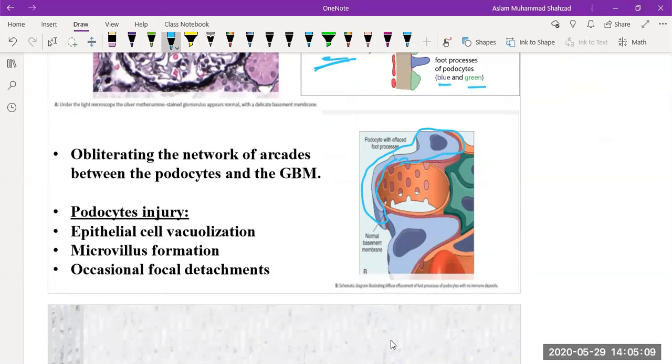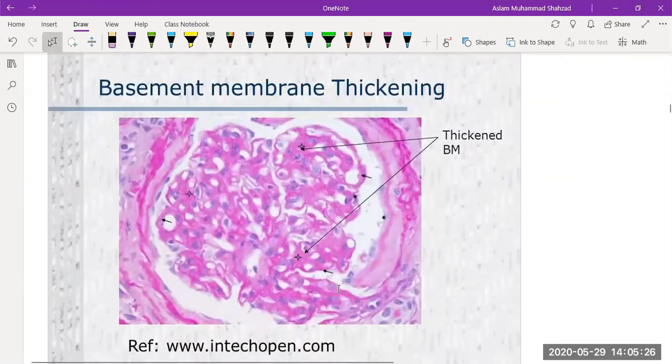So obliterating the network of arcade between podocytes and glomerular basement membrane. This is another picture of normal basement membrane. Usually the basement membrane is thick, and they mention here that they are quite thick.